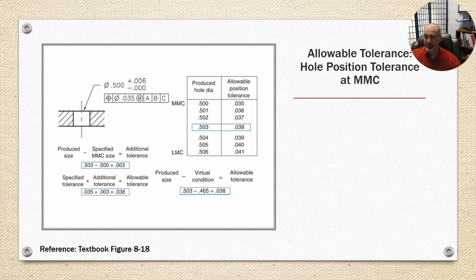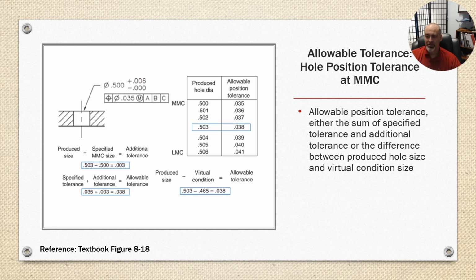Okay, so the allowable position tolerance is either the sum of the specified tolerance and additional tolerance, or the difference between produced hole size and the virtual condition size.